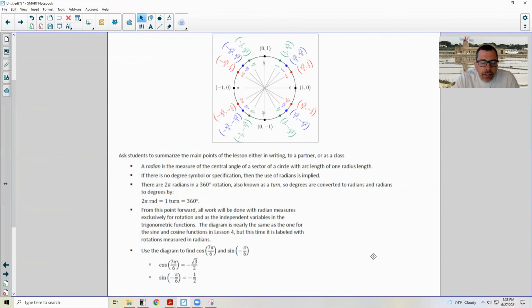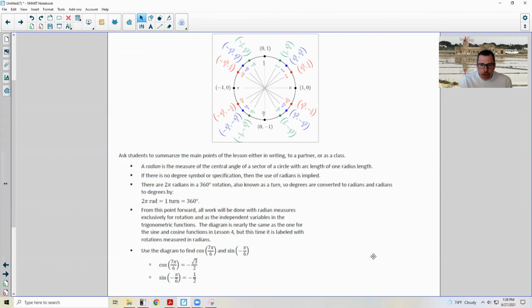In this discussion, it says to ask students to summarize the main points of the lesson, either in writing, to a partner, or as a class. So here's what we should come up with as a total. A radian is the measure of the central angle of a sector of a circle with arc length of 1 radius length. If there is no degree symbol or specification, then the use of radians is implied. There are 2π radians in a 360-degree rotation, also known as a turn. So degrees are converted to radians and radians to degrees by 2π radians equals 1 turn equals 360 degrees.